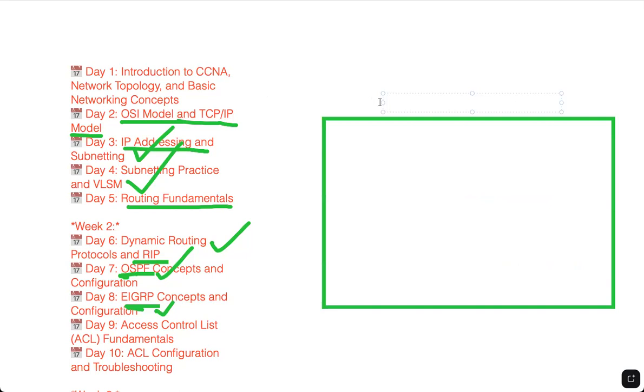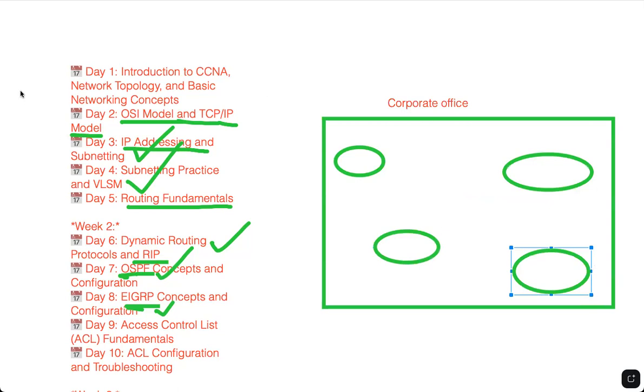Let's say there is a corporate office. Inside this office, you have multiple teams. Let's pick 4 teams. Team A is HR, team B is accounts, payroll, and then maybe IT. Now we don't want the IT users to communicate with the payroll guys. This communication has to be blocked.